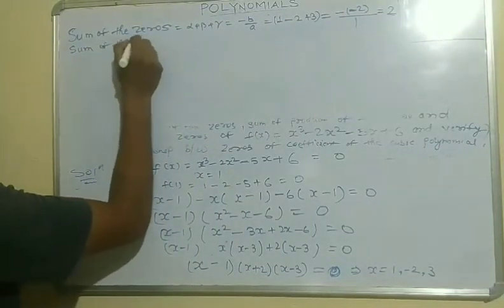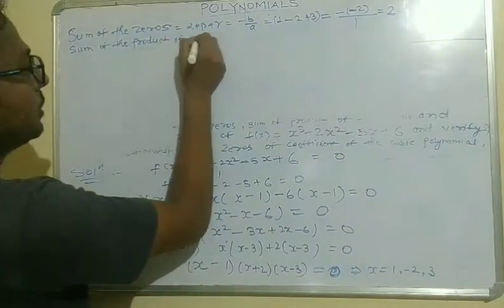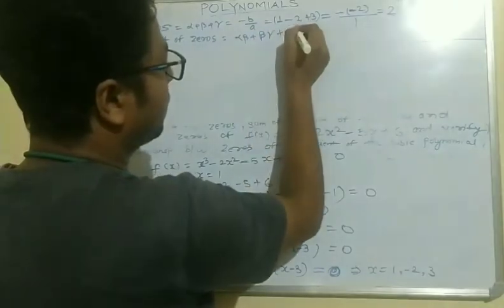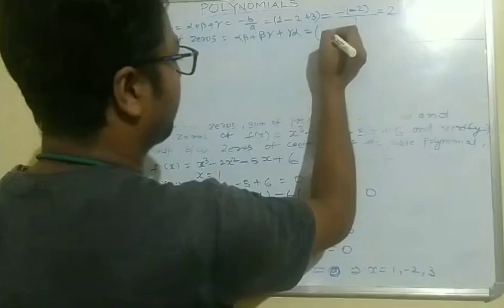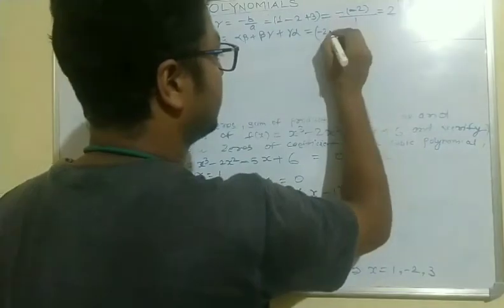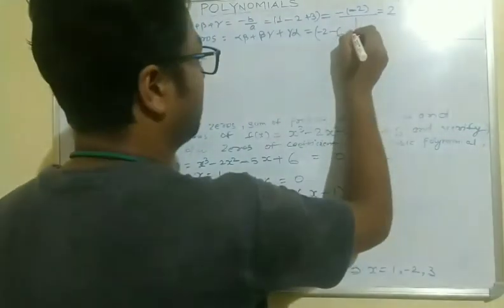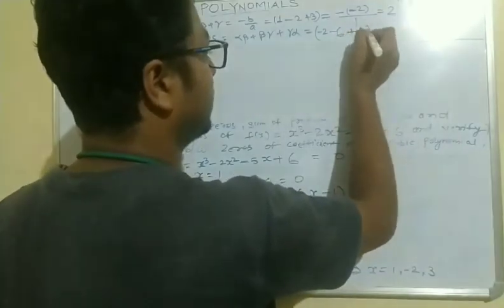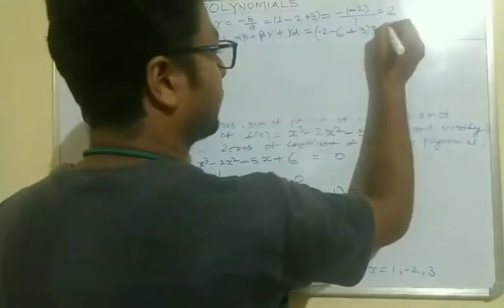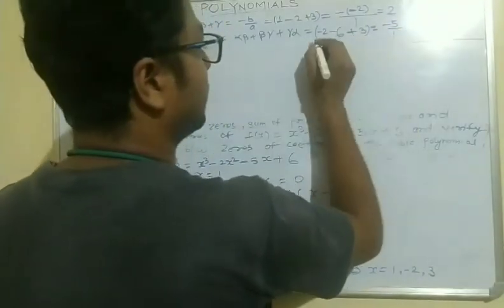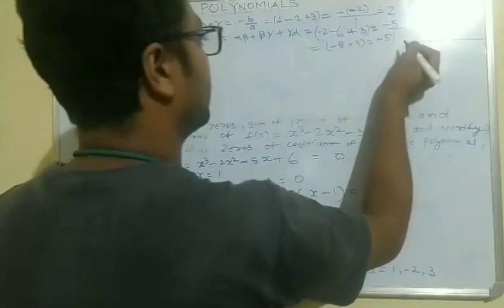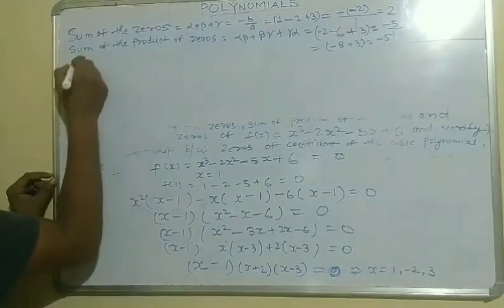Sum of the product of the zeros equal to alpha beta plus beta gamma plus gamma alpha equal to c upon a. What will be the value of c? Minus 5 upon a. Now the sum of products is minus 2 minus 6 plus 3, which equals minus 5 upon 1, that is minus 5. LHS equal to RHS.